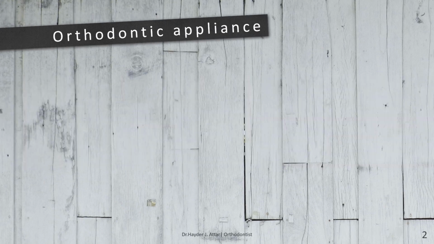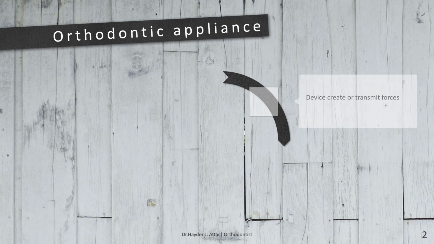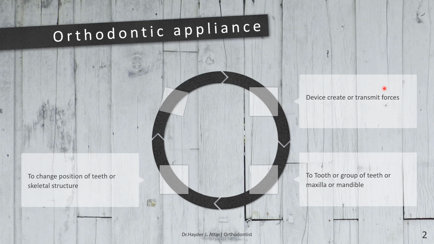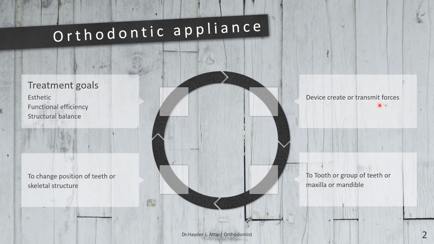Orthodontic appliances. Orthodontic appliances are devices that create orthodontic force and transmit it to a single tooth or multiple teeth or a group of teeth, or transmit the orthodontic force to the maxilla or the mandible and the alveolar bone of the maxilla or the mandible to produce a change in the position of the teeth, or to change the malaligned teeth to well-aligned teeth.